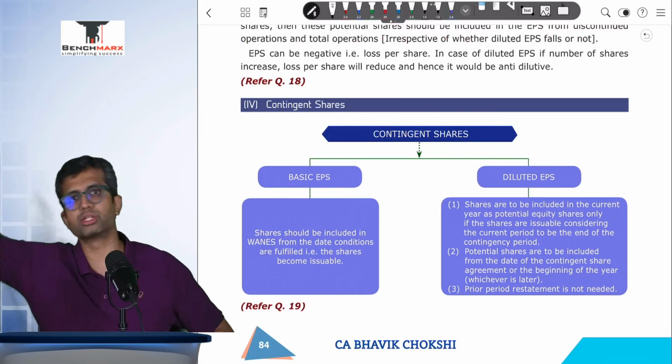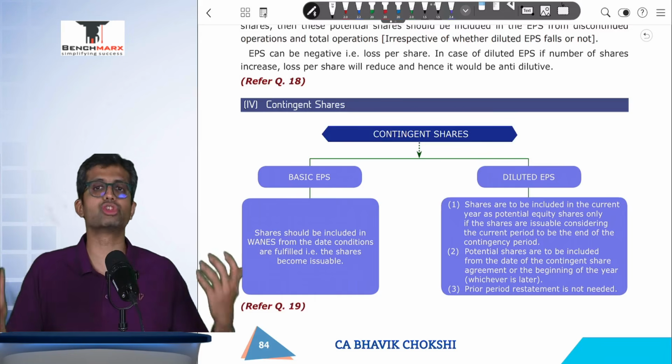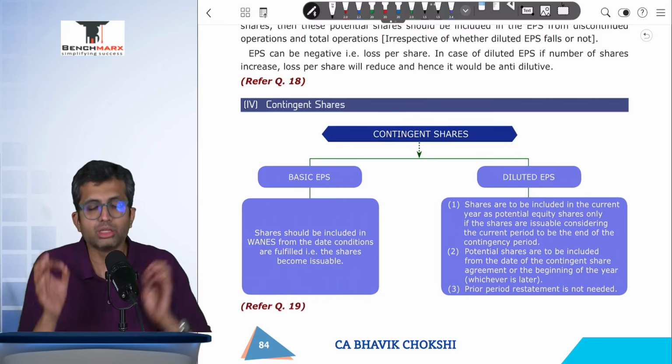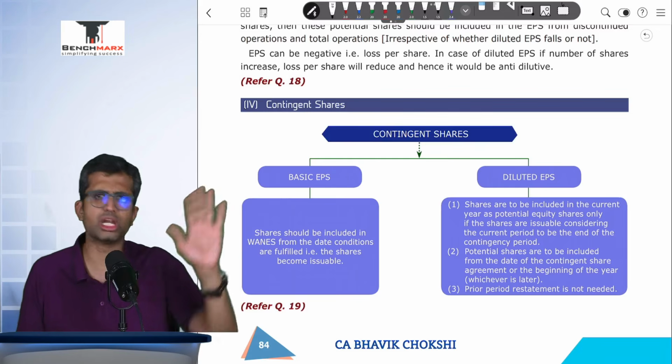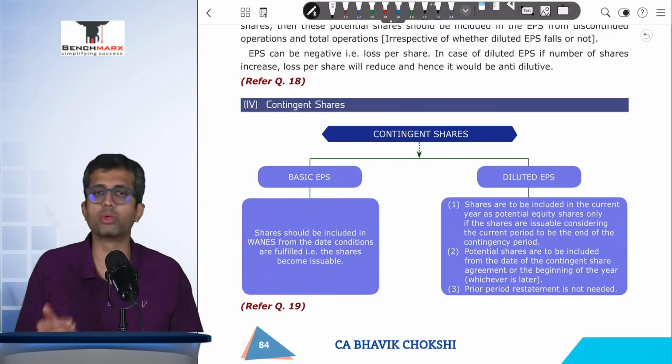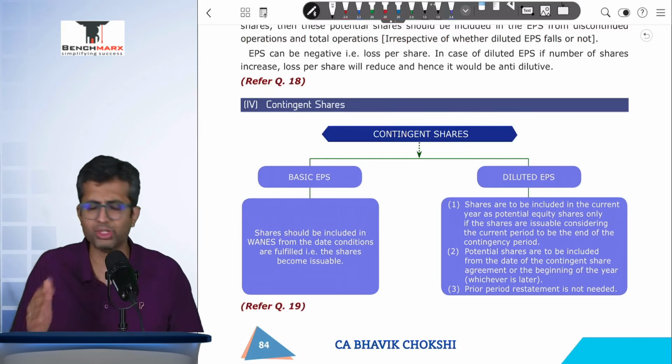But ultimately, let's say the user base goes up to 600. Then how many shares are to be issued? Let's say 5 billion. And hence, you will keep on taking the shares from the start of the year or the date of contingency agreement, depending on how many shares will be issuable if the current period were to be the end of contingency, and you will take that into the diluted EPS calculation.